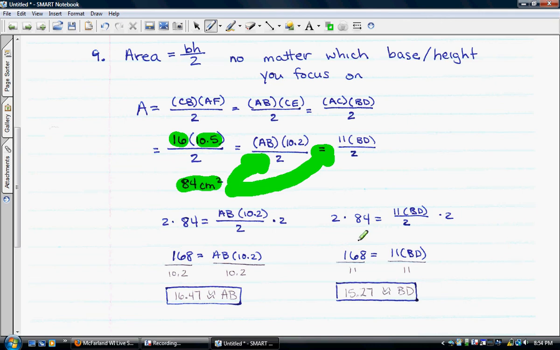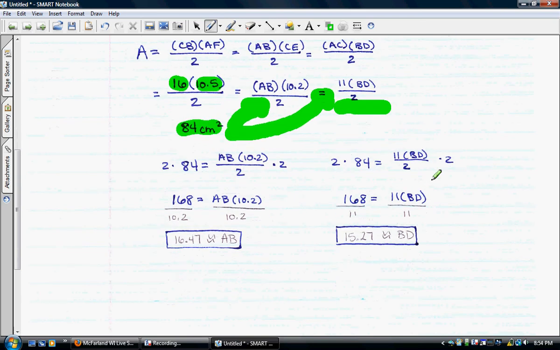Then start all over and do it again. So the area is 84. So if I set that 84 equal to 11 times BD divided by 2, I'll be able to solve for BD. Multiply both sides by 2 and divide by 11 to get an approximate value for BD at about 15.27.